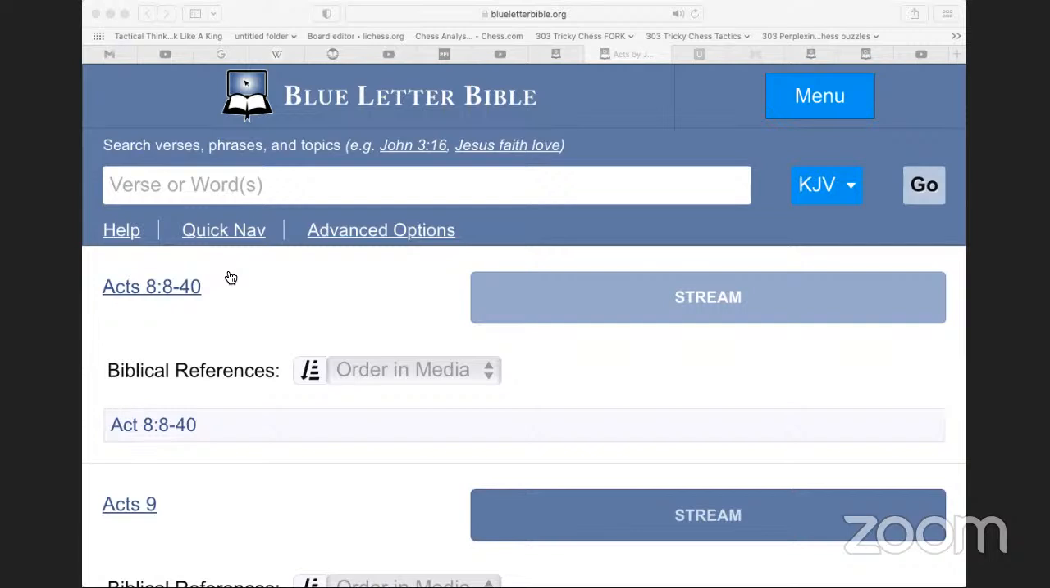Behold, a man of Ethiopia, a eunuch of great authority under Candace, the queen of the Ethiopians, who had charge of all her treasure, and had come to Jerusalem to worship, was returning and sitting in his chariot reading Isaiah the prophet. This Ethiopian, being the treasurer in the kingdom, was perhaps the second most powerful individual in the whole Ethiopian kingdom.